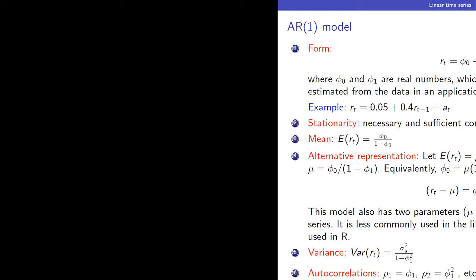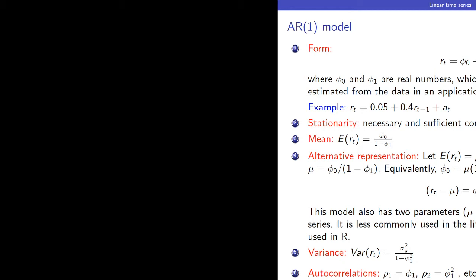that the model becomes something like this. R_t minus mu is one coefficient that multiplies R_{t-1} minus mu, plus the shock factor. This model also has two parameters, but this one is different. It explicitly uses the mean of the series, and this is less commonly used in books. You'll probably not find it. It is in the textbook of this course, however. But this is the model representation used in R, so it's always easier if you give it mu and phi sub 1.